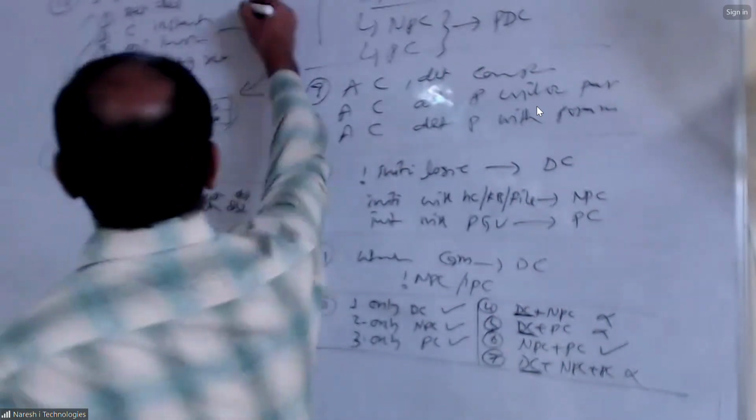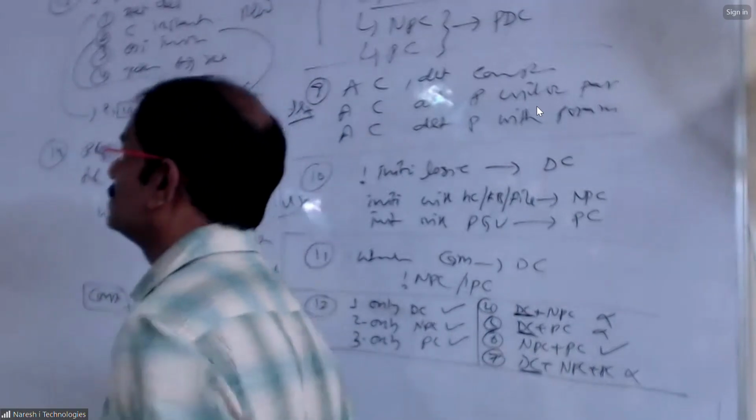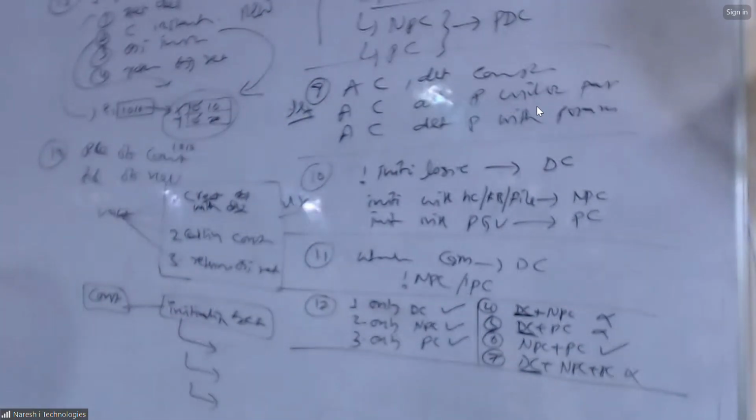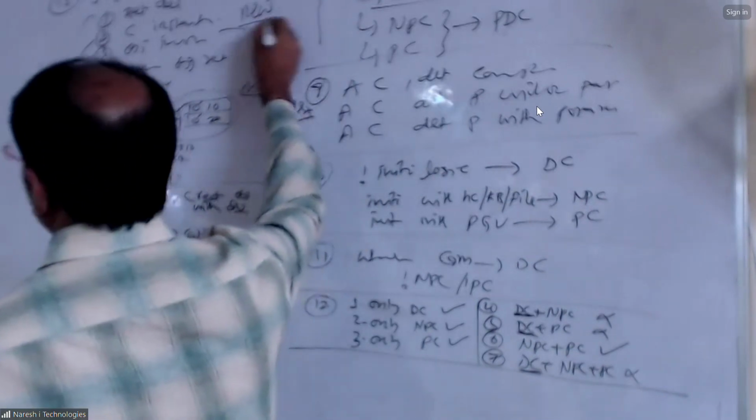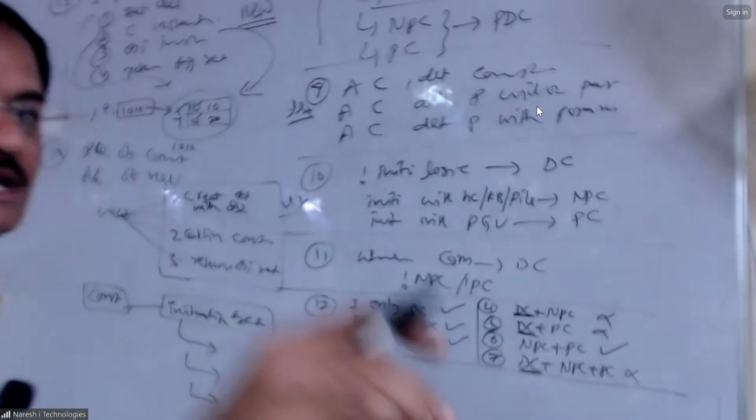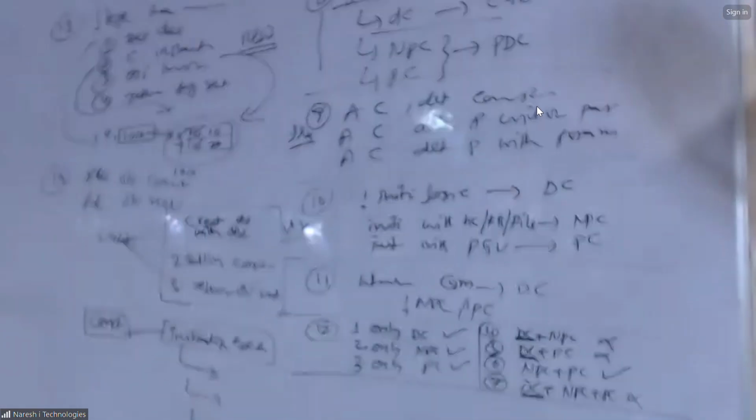Tell me, I have written just a new keyword. Can new keyword create object of a class just like that?